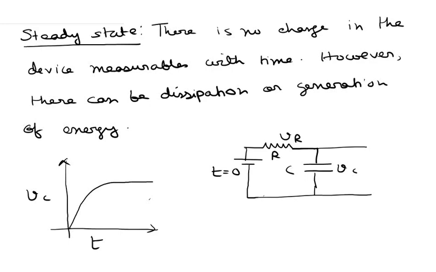So if we apply voltage or current to any device, a resistor, capacitor, or any semiconductor device, let us say, and wait for long enough time, that device would eventually reach a steady state.